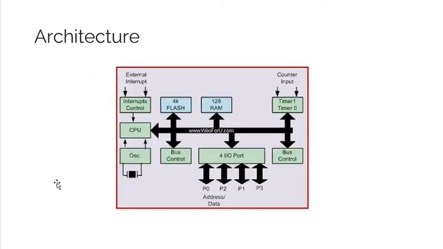And the 8051 architecture, in simplest terms, is in this way. It has interrupts, controls and a CPU, an oscillator, bus control and IO ports. There are 4 IO ports for the 8051, and bus control, RAM and 4K flash memory. The flash memory is used as a ROM for the 8051.